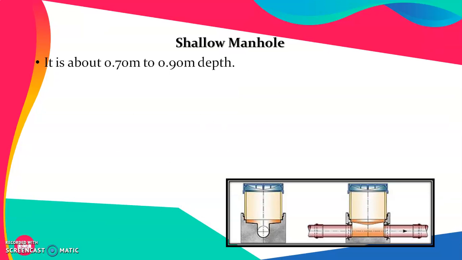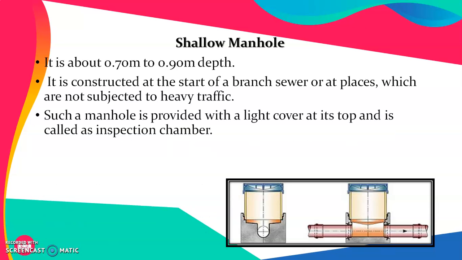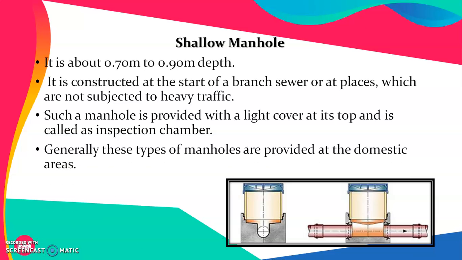So shallow manhole. Shallow manholes are those manholes which have a depth around 0.7 to 0.9 meter. It is constructed at the start of a branch sewer or at places which are not subjected to heavy traffic. Such manholes are provided with a light cover at the top and are also called an inspection chamber. Generally these types of manholes are provided in domestic areas.